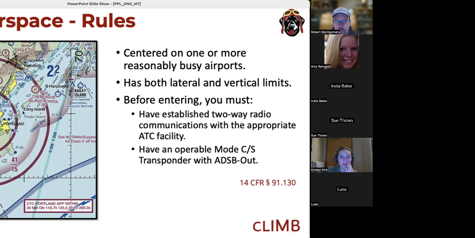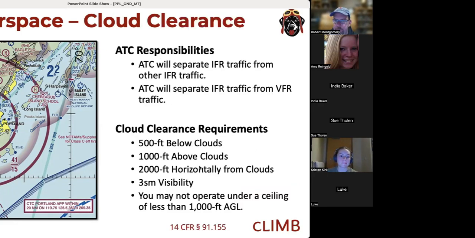But the point is, if you're in the airspace or above the airspace, you're required to have the Mode C transponder and the ADS-B out. Okay. ATC is actively participating. So generally speaking, ATC will separate IFR aircraft from IFR aircraft. Well, that's not us, so it doesn't really matter. They will also separate IFR aircraft from VFR aircraft. But what they won't do is separate VFR aircraft from other VFR aircraft. And so you still have some traffic responsibilities inside of Class C airspace.